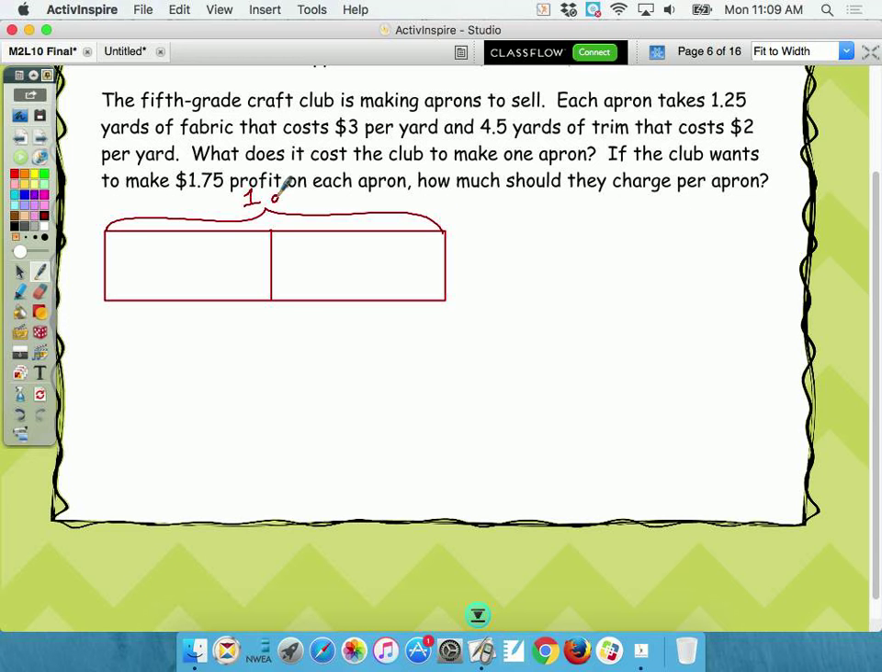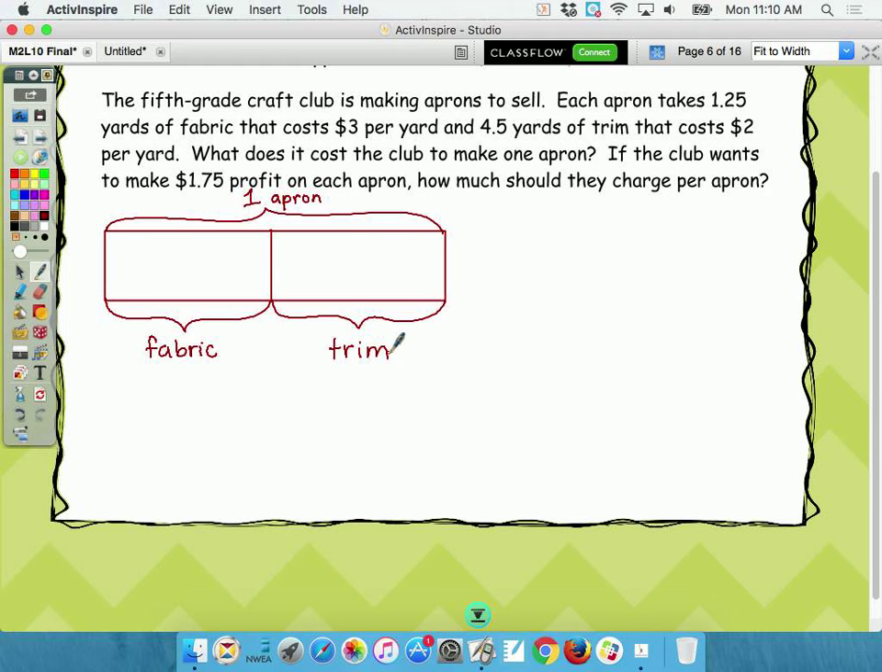So I'm going to put 1 apron here, and I'm just going to organize my thinking. The first part's going to be the fabric. The second part will be the trim. It doesn't matter, they're not equal. We're not going to add these together or multiply them based on what size they are.